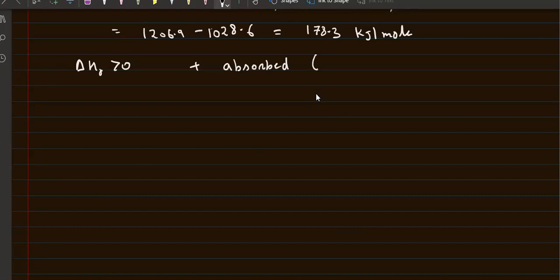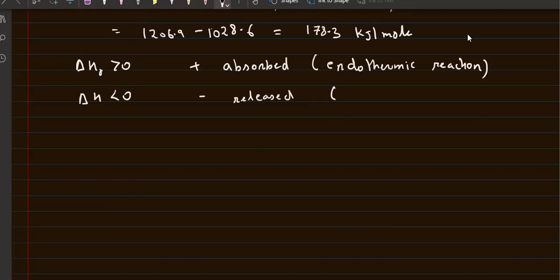Then this reaction in which energy is absorbed is called an endothermic reaction. And in the case where delta H is less than 0, it means the energy is released, and they are called exothermic reactions. Okay, everyone? Got it?